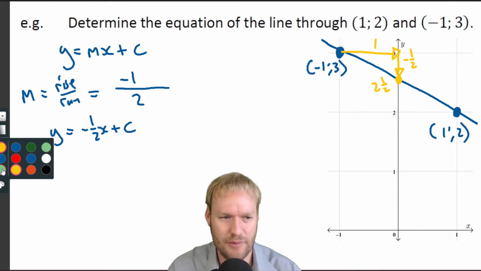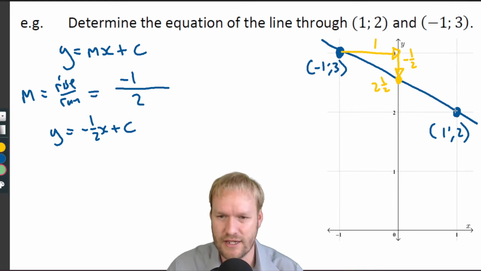And we could have done it backwards from this second point here. If we've gone across this way by 1, well, we must have gone up by a half.